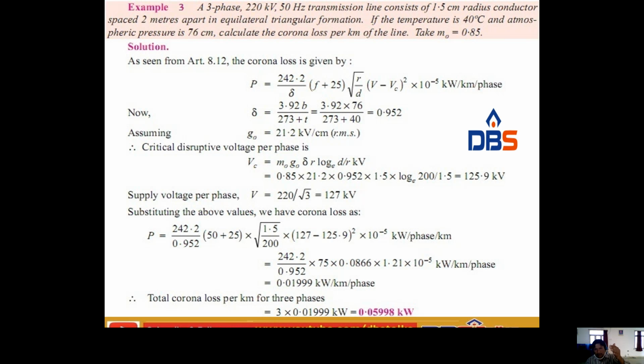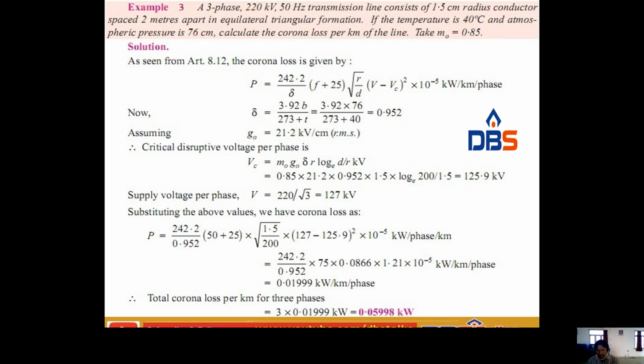Suppose in the problem they have given three phase. That's why I have to calculate for three phase, that is the line corona loss per kilometer for three phase, not per phase. The corona loss per kilometer per phase is 0.01999 kilowatt. But you have to calculate for three phase, so we multiply with 3, and that is equal to 0.05998 kilowatt, right? So like this, we have to calculate the corona loss.